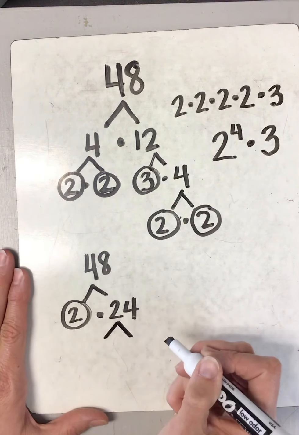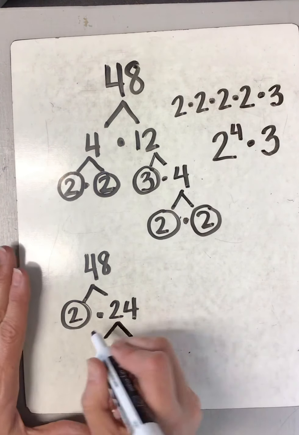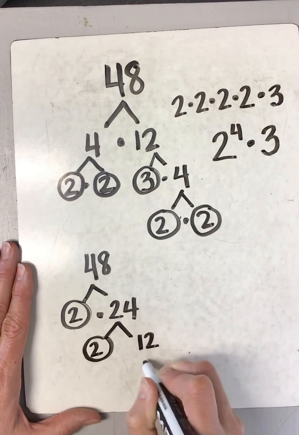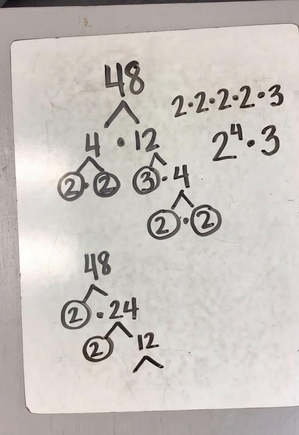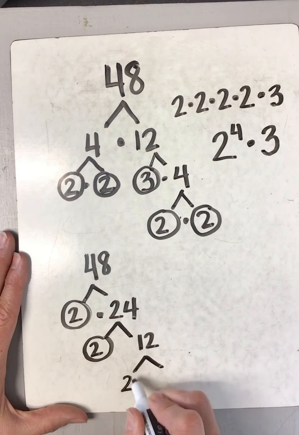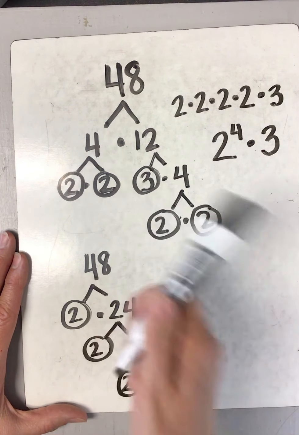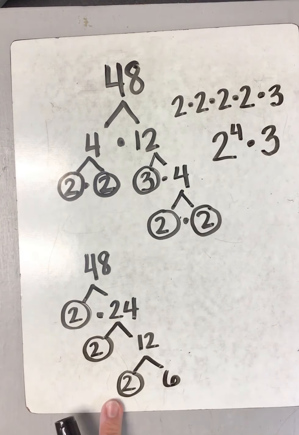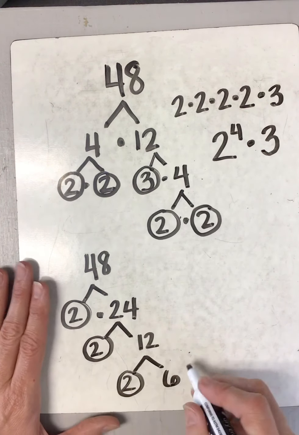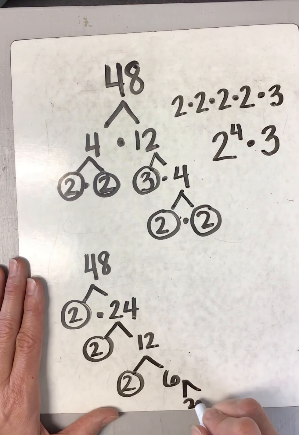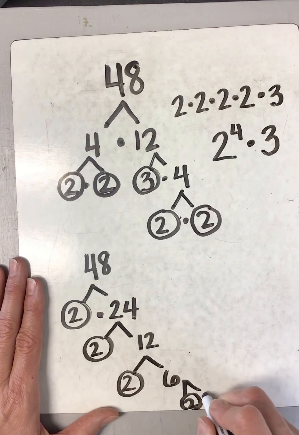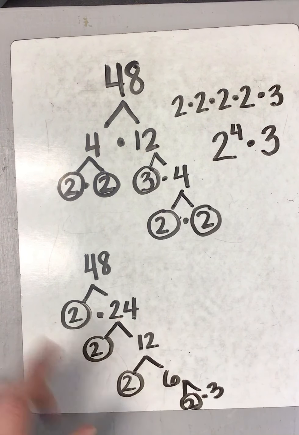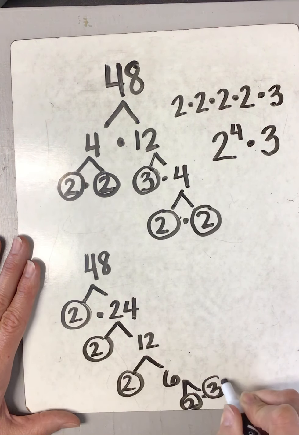So to equal 24, I'm going to do 12 times 2. So there's another 2 that's prime, and here's a 12 that's not prime. I need to continue on with my 12 branch. I'm going to do 2 times 6 instead of 3 times 4 as I did up here. 2 is prime, so I circled it. 6 is not prime, so I need to keep going. And I'm going to do 2 times 3 to equal 6. 3 is also prime, so I'm going to circle it.